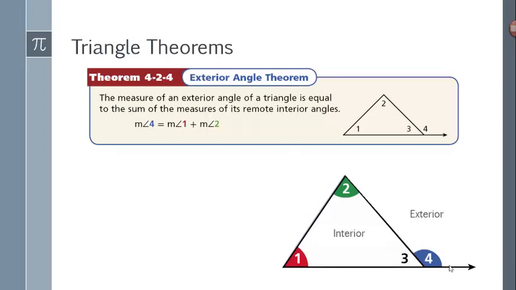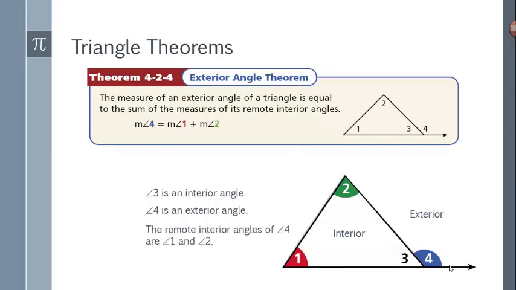So we have a triangle down here. The interior of the triangle are all the points inside. The exterior are all outside. In this case, angle 3 is an interior angle, and angle 4 is an exterior angle. But angles 1 and 2 are what we call the remote interior angles of angle 4. So they're the interior angles that are far away. They're remote from angle 4. Angle 3 is adjacent to it. Angles 1 and 2 are remote.